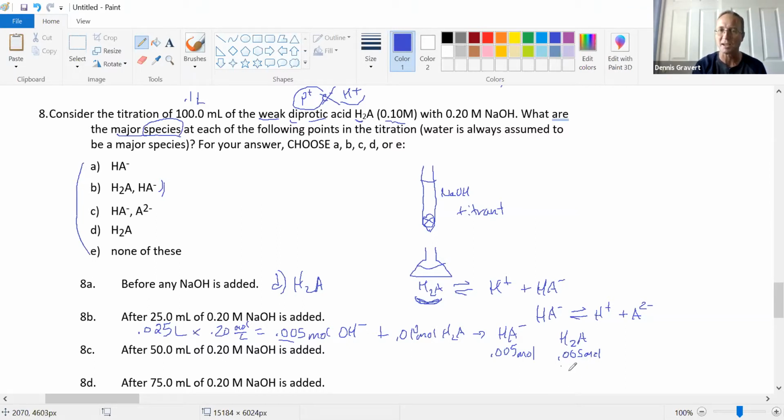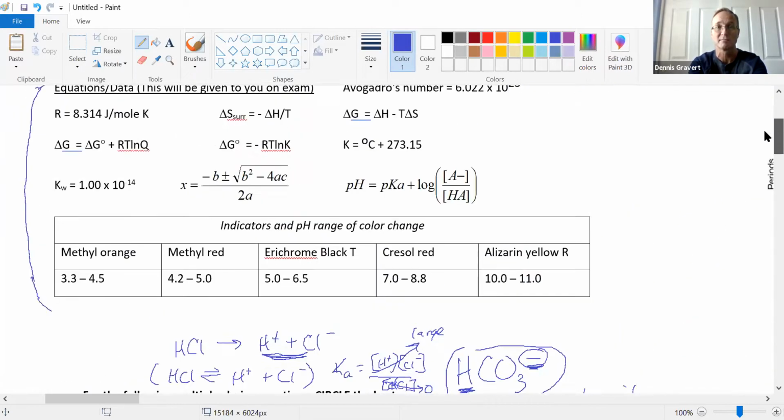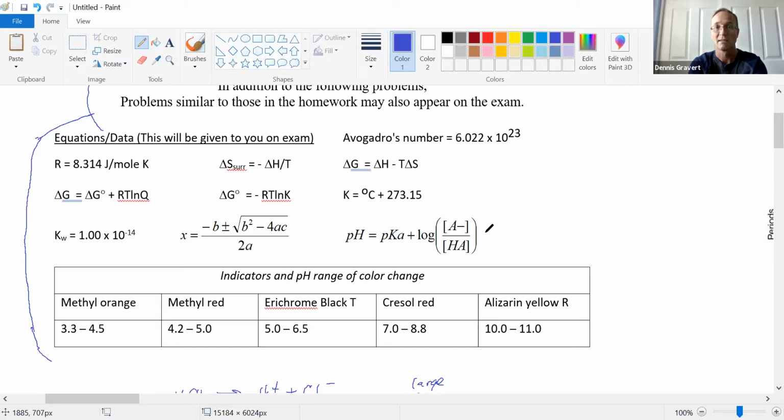Hey, and this is an interesting point here. You have equal amounts of original acid and its conjugate base. So at the top of the exam, we have the Henderson-Hasselbalch equation right here. And we just said we have HA minus, and this one is the H2A. We have 0.005 moles of this one, and we can divide by the liters to get the volume. It doesn't matter, you can use moles in the Henderson-Hasselbalch equation because the liters are the same for both of these and they cancel out.